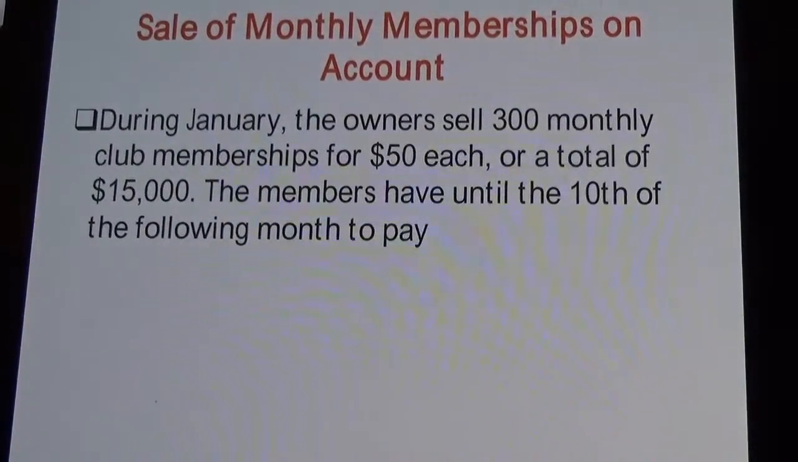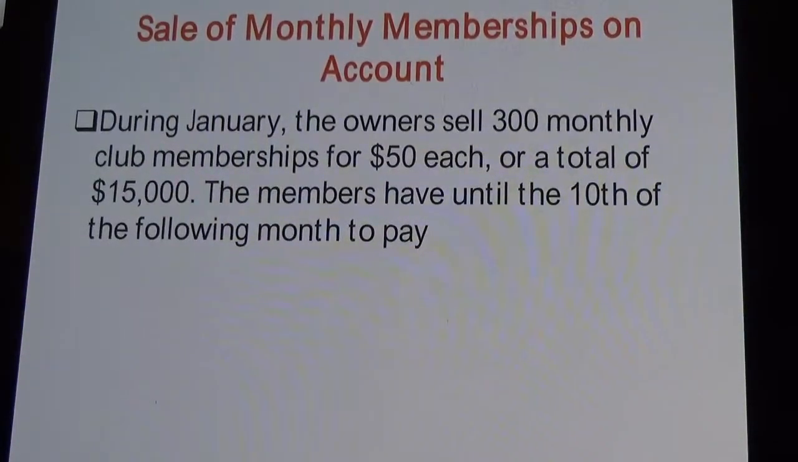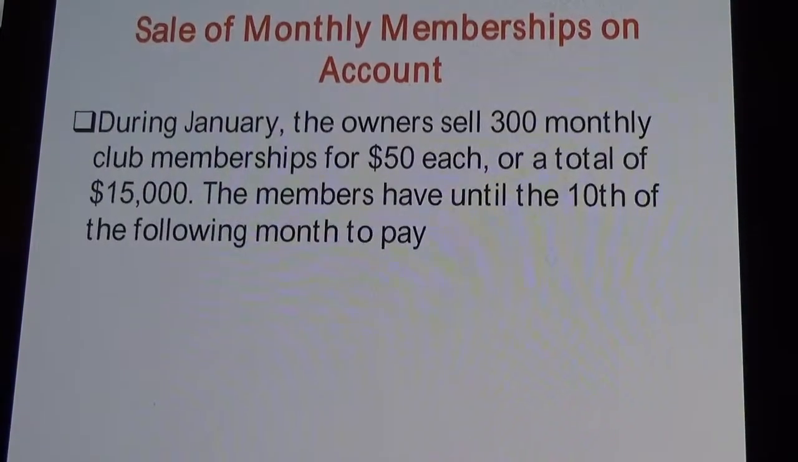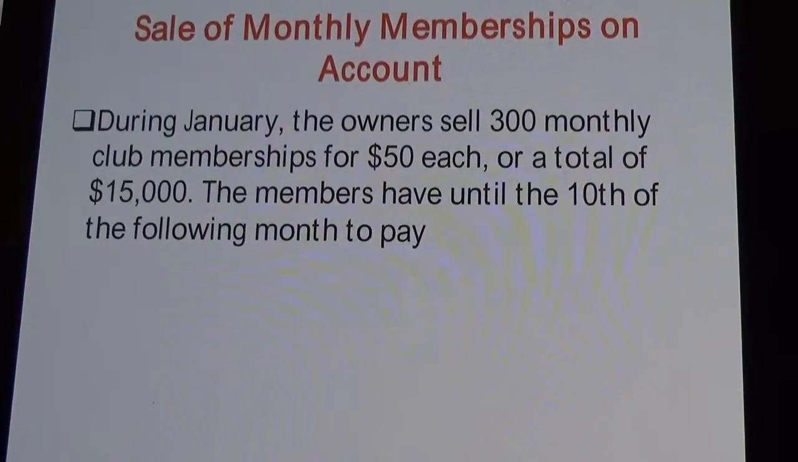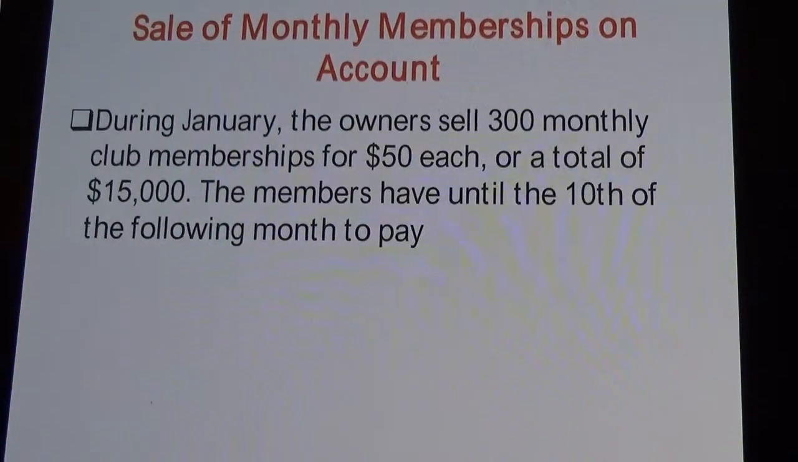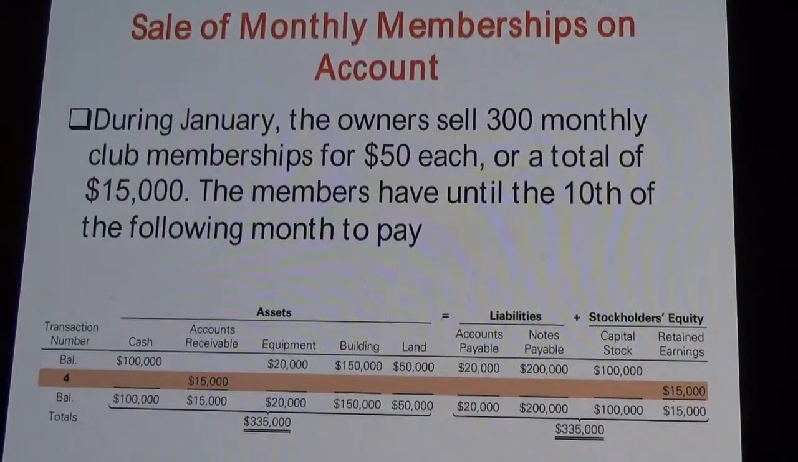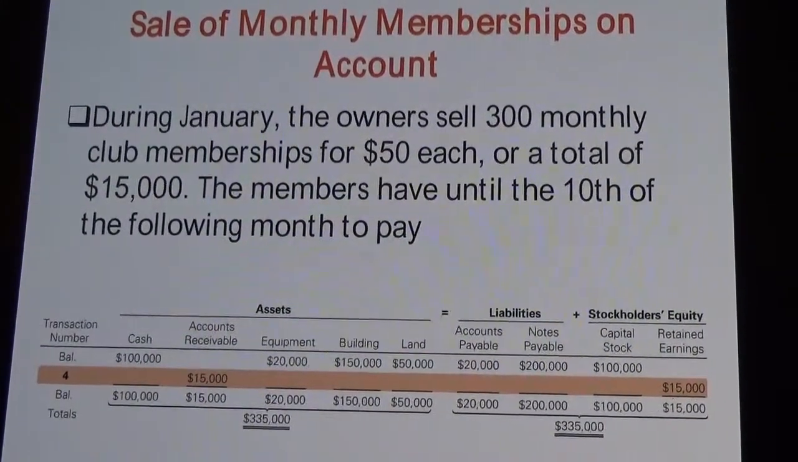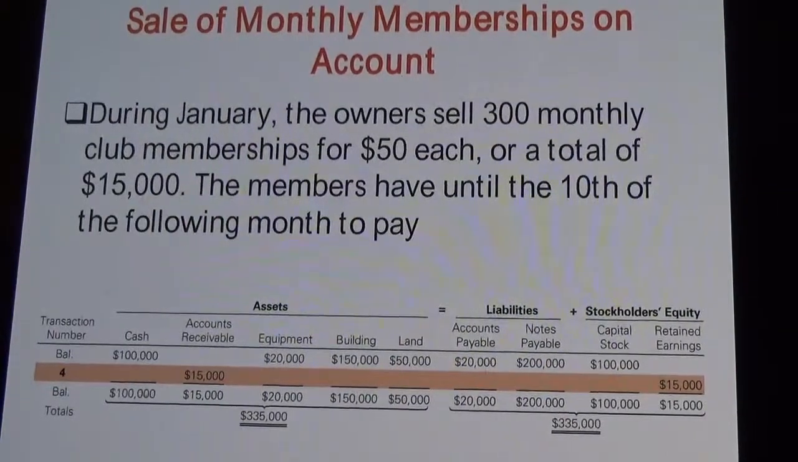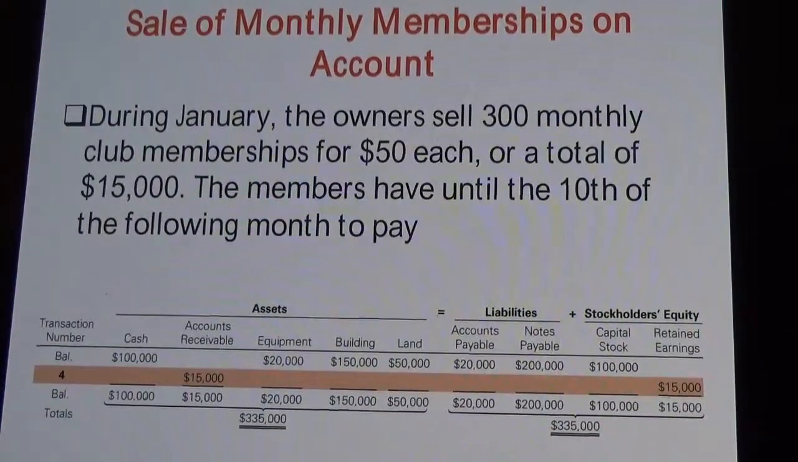Next, the company sells monthly memberships on account. So they sold 300 memberships for $50 each for a total of $15,000. And the members have until the 10th of the following month to pay. This is going to represent money that we've received from, or I'm sorry, not money. We haven't received the money yet from these customers, but we have basically earned some revenue.